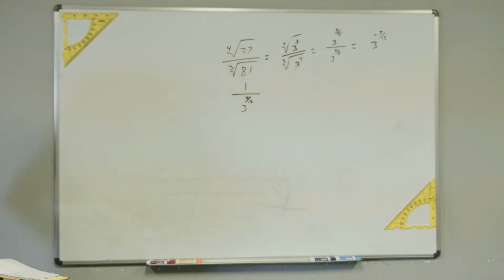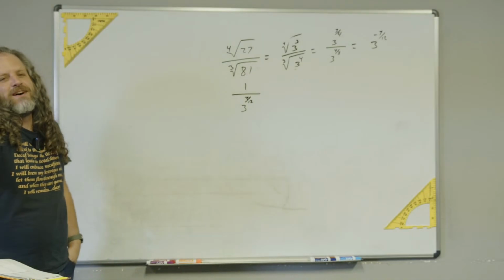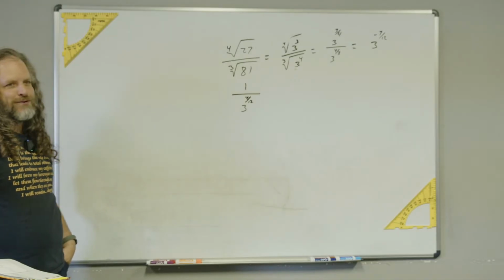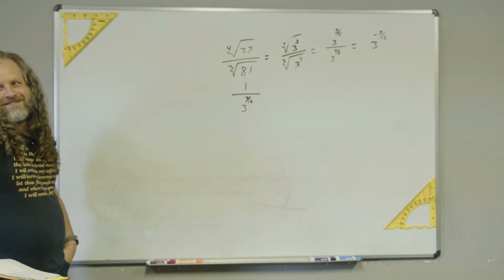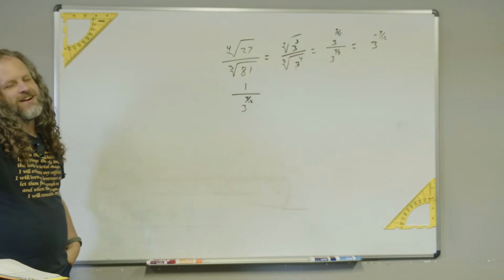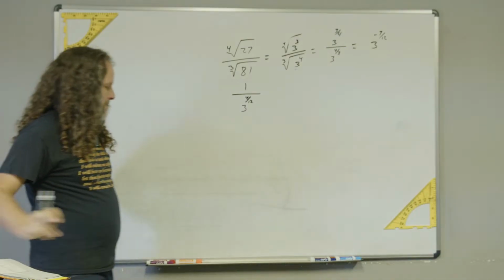But that's still a problem. We don't want square roots in the denominator, 12th roots in the denominator. Multiply by the conjugate. It's not really the conjugate. The thing on the bottom.